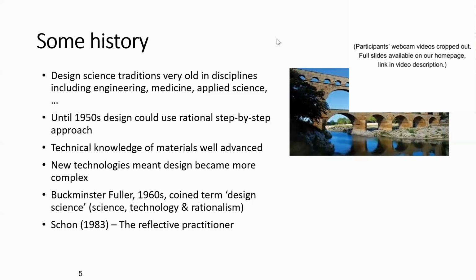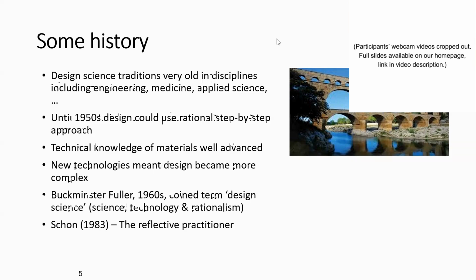But once we got to computers, the knowledge became a lot more complex. And not just that it's more complex, but one of the big problems is it just changes so quickly. And we're seeing that now with AI. So you think you're coming to grips with knowledge about one sort of technology, and then it just changes again. The term design science was brought in the 1960s by someone called Buckminster Fuller.